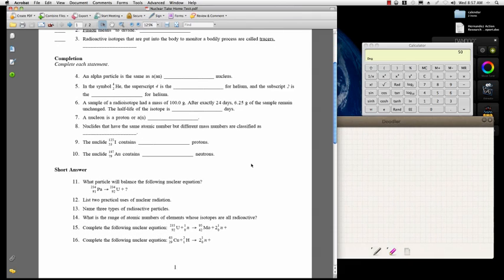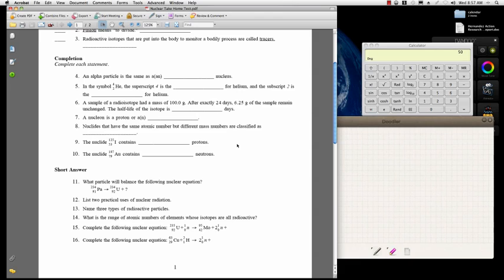Number 4, an alpha particle is the same as a helium nucleus. Number 5, in the symbol 4/2 He, the superscript 4 is the mass number for helium. That's the protons and the neutrons. And the subscript 2 is the atomic number for helium.